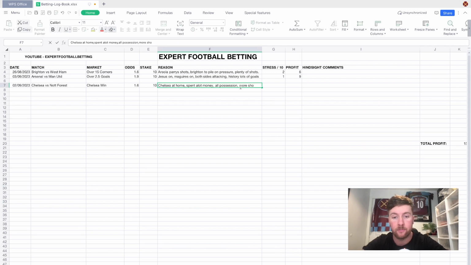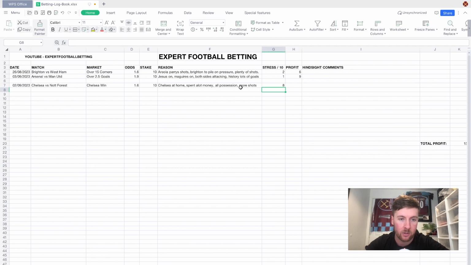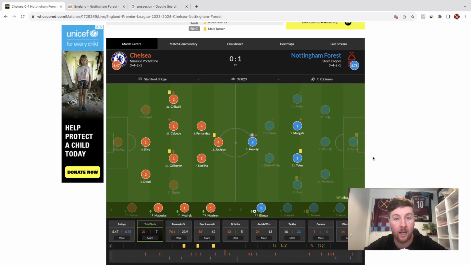Let's pretend we've already lost 2 bets this morning. So, you know, we're a bit stressed. We're an 8. We're trying to chase our losses. This must come in. Chelsea have got to win at home, surely. They've spent all this money. Odds are 1.6. That's good. Put a 10 on it. Let's see what happens. And what happens?